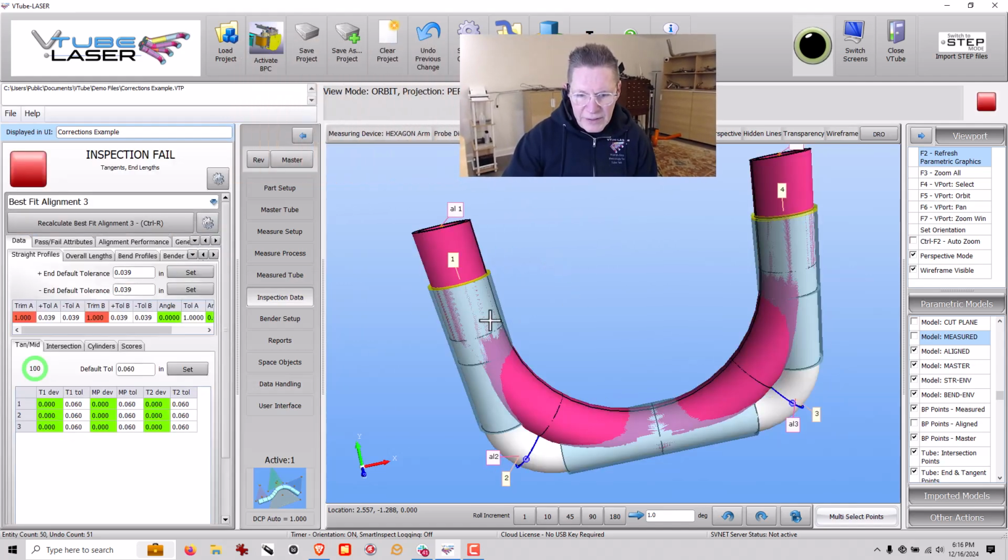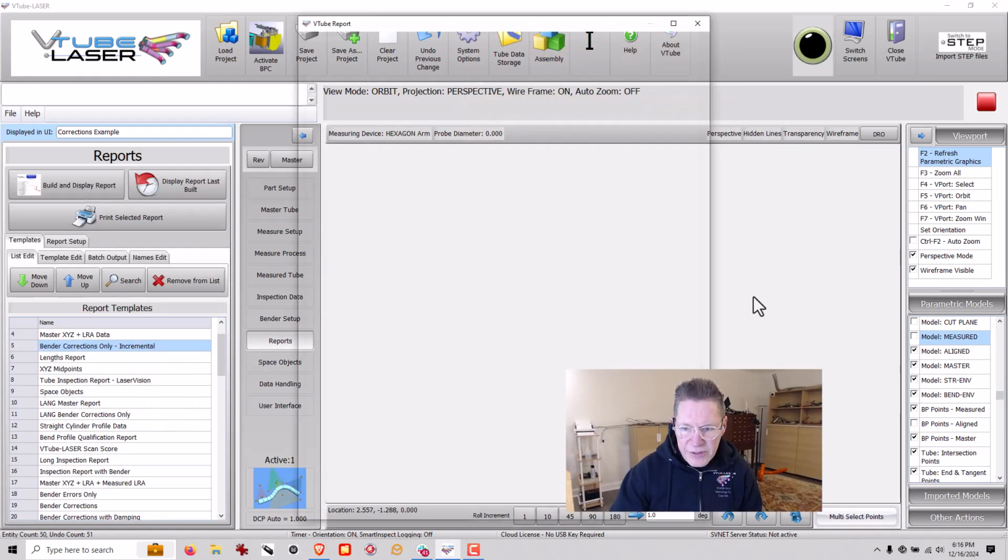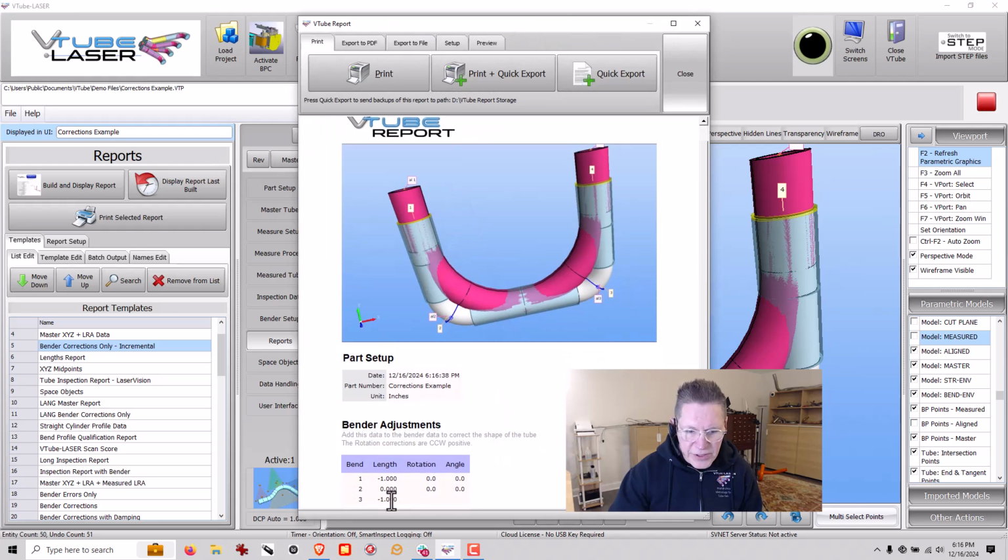And let's do an alignment. Now it just looks like a 180-degree bend here. But look at the legs. The legs still line up. And so the question is, how much should we be adding or removing from this middle straight? And the answer is nothing, because we're controlling that by looking at the intersection points. So let's go back into the reports, and you're going to see that the values for the correction are still the same. So that's how VTube-LASER is really smart about handling radial growth.